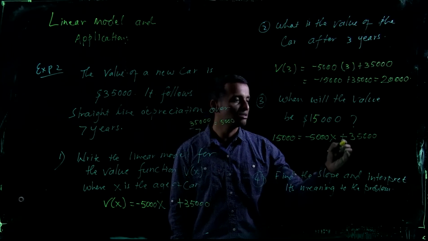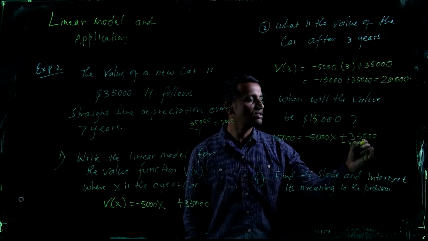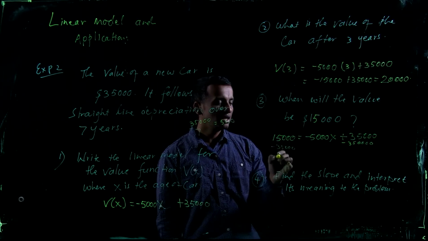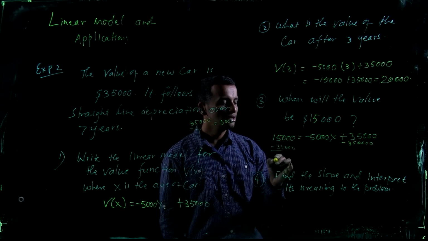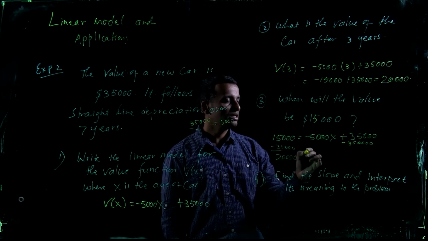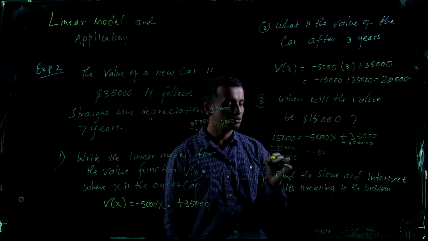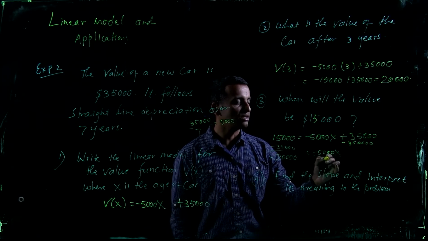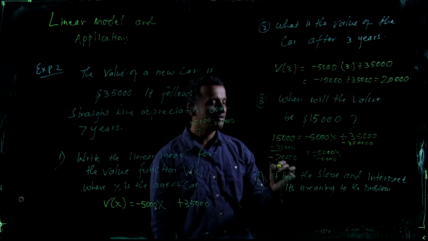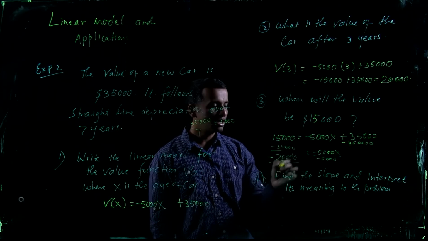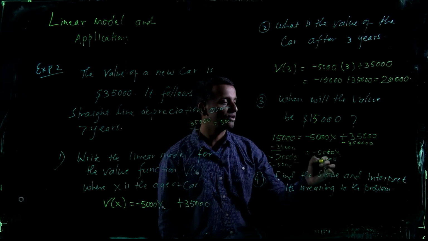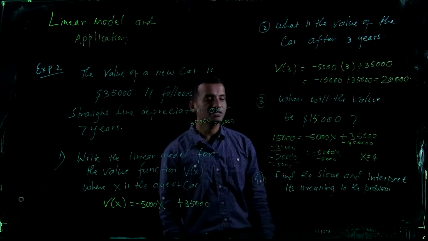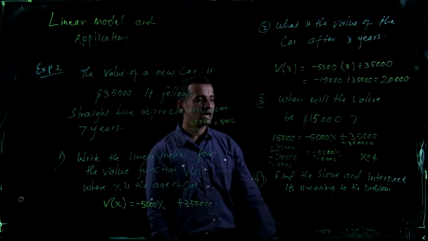You subtract 35,000 from both sides. On the left side you get negative 20,000, equals negative 5,000x. You divide by negative 5,000 on both sides. If you use a calculator or cancel, you will get 4 for x. So x equals 4, meaning that after 4 years, the value of the car will be 15,000.